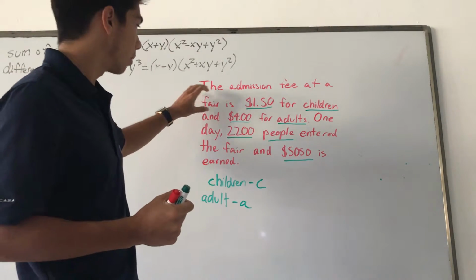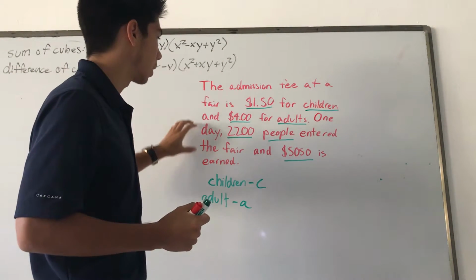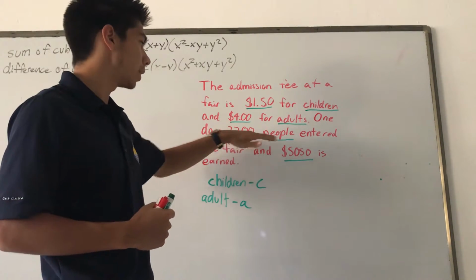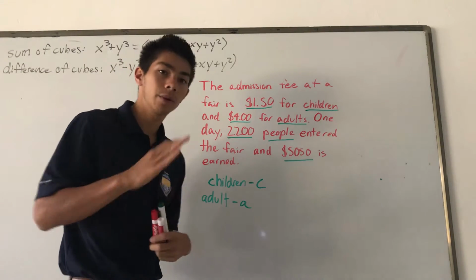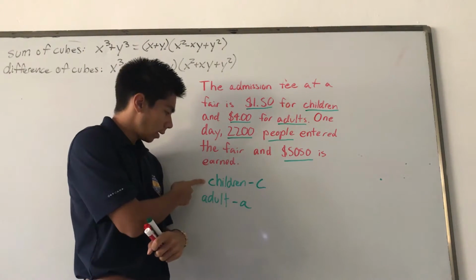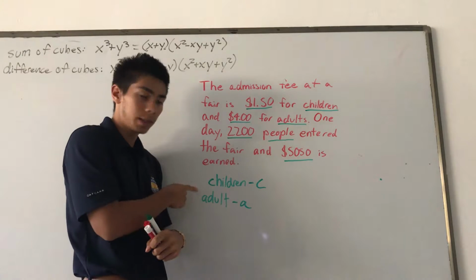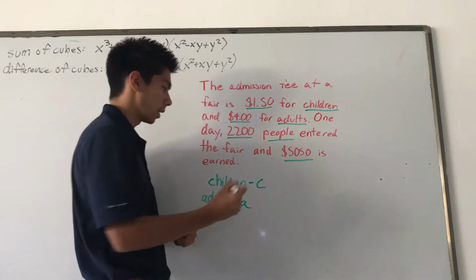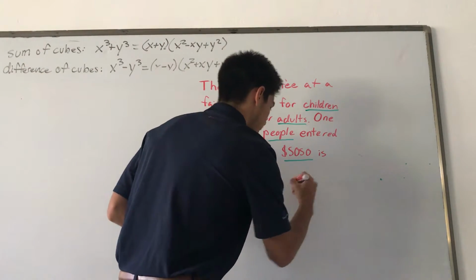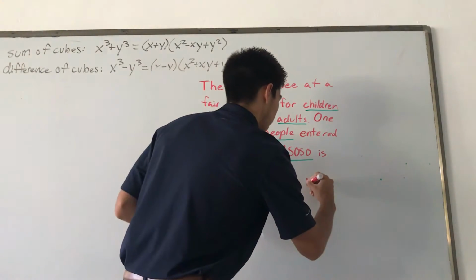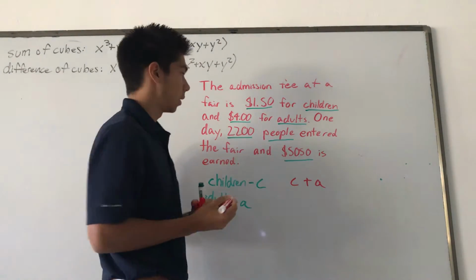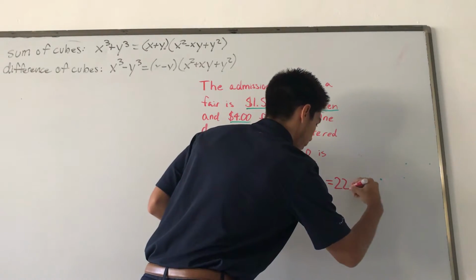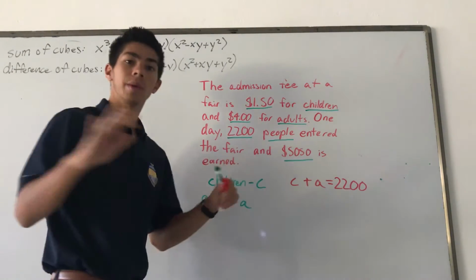So usually they'll give you some information at the start and then some information at the end, and you have to combine them. So I'm going to look here. One day, 2,200 people entered. So I know that 2,200 people entered, and between them, that is a combination of children and adults. Okay, so for my first equation, I know that the number of children, C, plus the number of adults, which is A, is going to equal 2,200 people. So I'm just going to write equals 2,200. That's going to be my first equation.